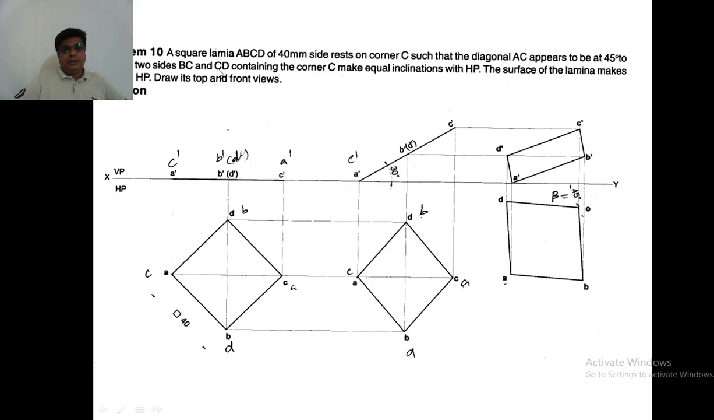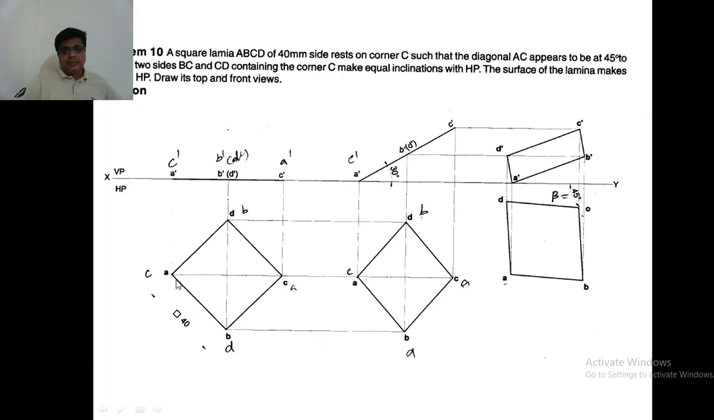And similarly, this is one more problem where the square lamina is there. It is resting on the corner C. Also, he has mentioned that C is the corner. So this corner you have to name as C. In the printed textbook, it is given as A, but it should be C, because already he has given the name C for that corner.